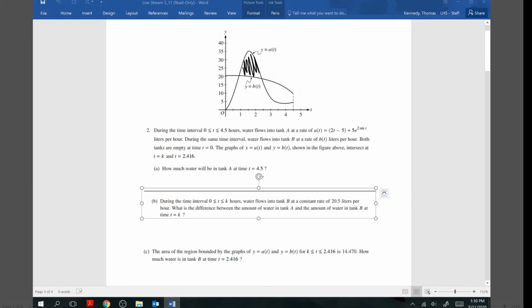So what I want is to figure out what b is, because that's how much water will be in tank B from 0 to 2.416. And since I know a minus b is the area that they gave us, which is 14.470, all I'm going to do is figure out the area of a and subtract 14.470.